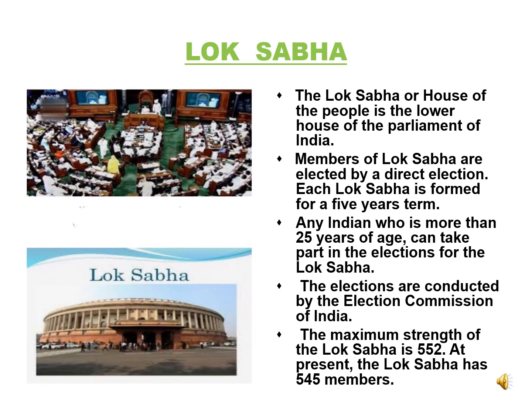Lok Sabha. The Lok Sabha or House of the People is the lower house of the Parliament of India. Members of Lok Sabha are elected by direct election. Each Lok Sabha is formed for a 5-year term. Any Indian who is more than 25 years of age can take part in the elections for the Lok Sabha. The elections are conducted by the Election Commission of India. The maximum strength of the Lok Sabha is 552. At present, the Lok Sabha has 545 members.